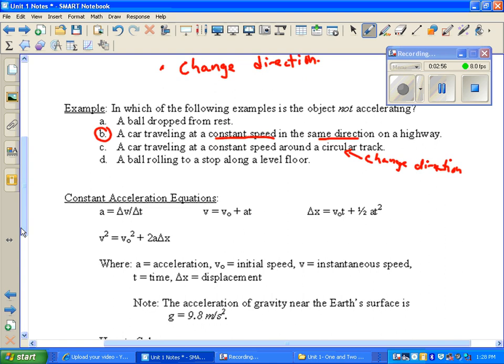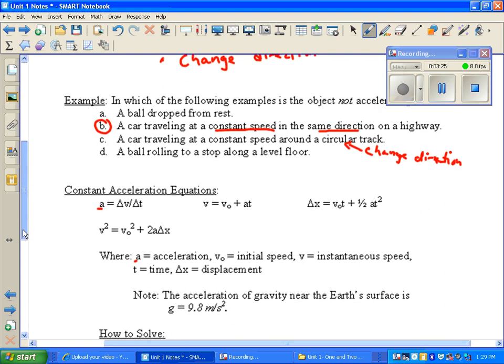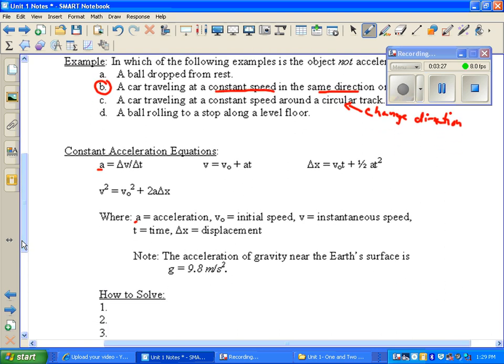Now here are the equations we're going to use, and the trick is going to be deciding which equation to use for any given problem. I'm going to talk about that a little bit in a minute. We have to know what each of the variables means as well. A right here stands for acceleration. V0 is initial speed, the speed you start at. V is the instantaneous speed, the speed at any point that you're interested in. It could be at the end of the problem, or it could be after 1 second, but some time or some speed somewhere along the path of the object. T is time, and delta x is displacement.